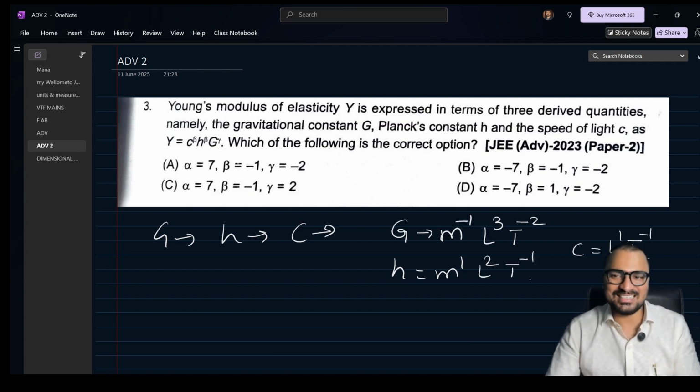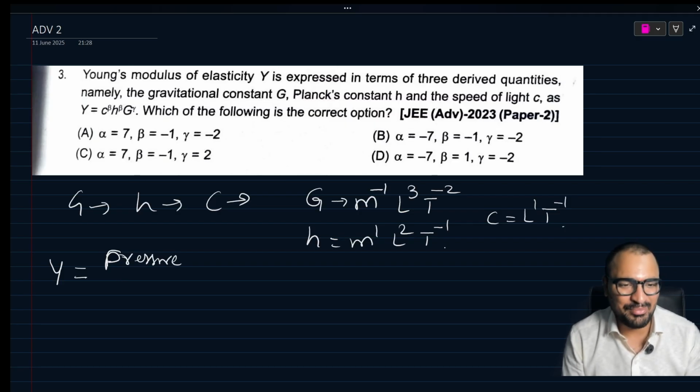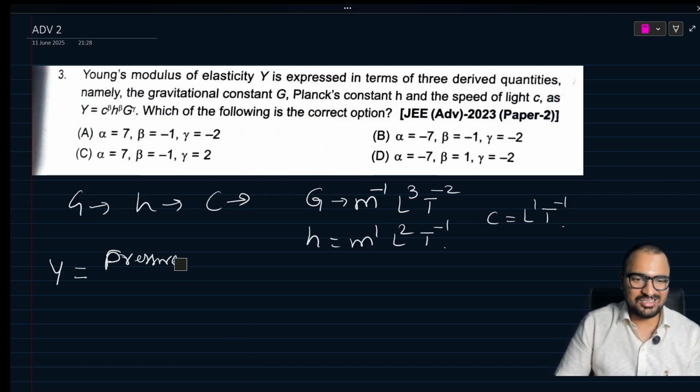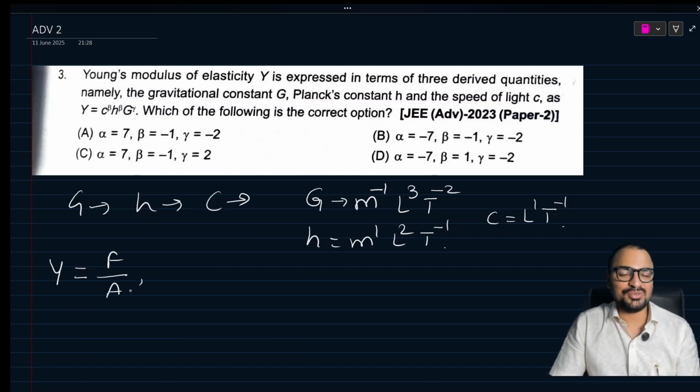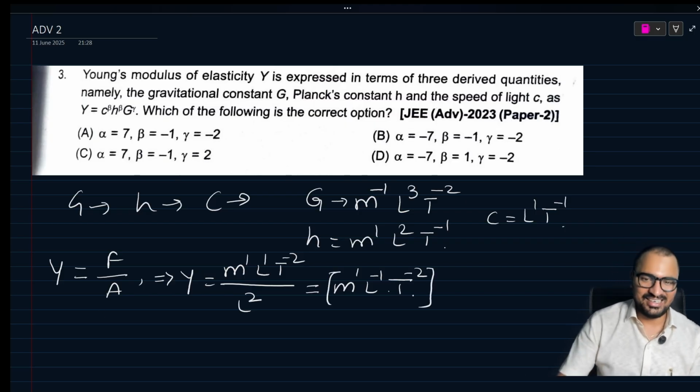But what is Young's modulus and what is its dimension? Young's modulus is simply stress by strain. Stress is like pressure, and strain does not have any dimension. So Young's modulus has the dimension of pressure, or simply force by area. Force is M1 L1 T minus 2 by area L2, that means M1 L minus 1 T minus 2. This is the dimension of Young's modulus, right?